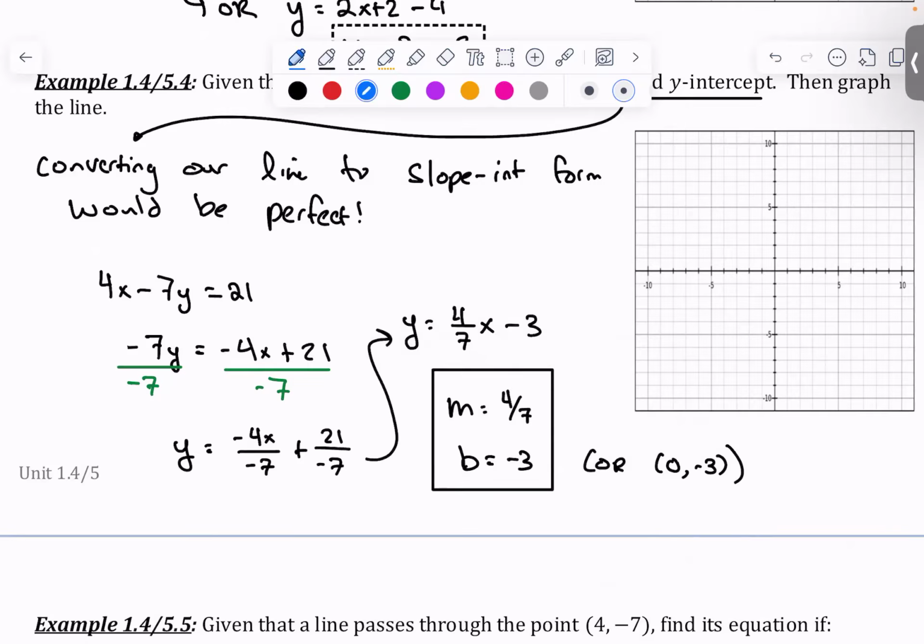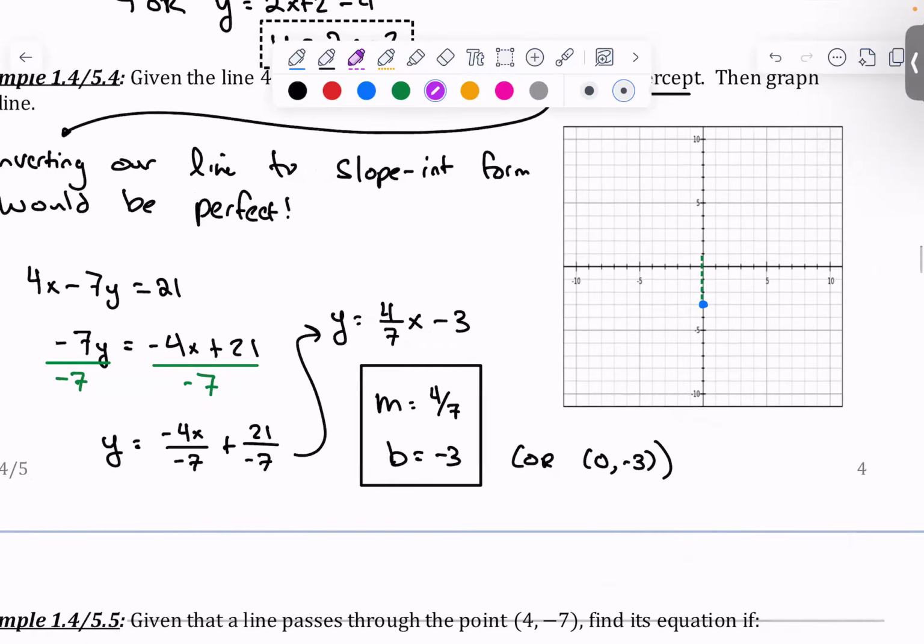And then we'll graph it. The great thing that slope-intercept form gives us is a point, in this case the y-intercept of negative 3, which we'll plot right there. And then all we need to use is the slope to find another point. So we'll go up 4, 1, 2, 3, 4, and then go over 7, 2, 3, 4, 5, 6, 7, to plot the next point. And then we connect those two points with a line and we're golden.